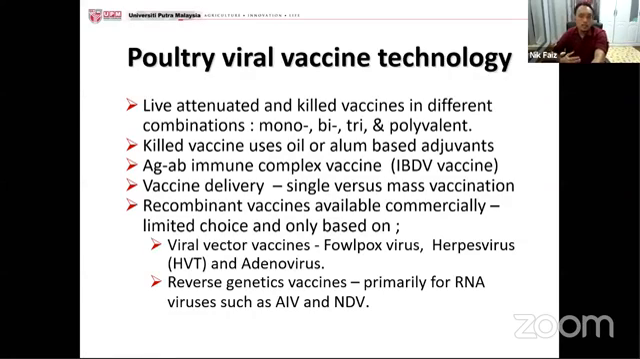Poultry vaccine technology can be further elaborated into live attenuated and kill vaccines in different combinations. So we have a monovalent vaccine, bivalent vaccine, trivalent vaccine, or much more polyvalent vaccines. We also have kill vaccine that uses adjuvants. We also have antigen and immune complex vaccines, especially in case of infectious bursal disease. And we also try to have technology on the vaccine delivery. We have to compare between single versus mass vaccination. And now the current one is more about recombinant vaccines, the use of recombinant vaccines commercially. I will explain further on this.